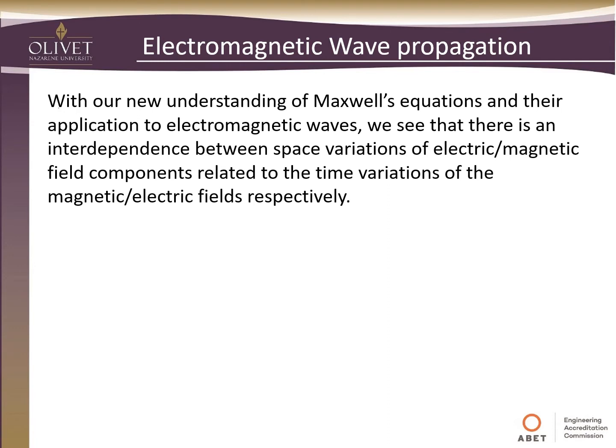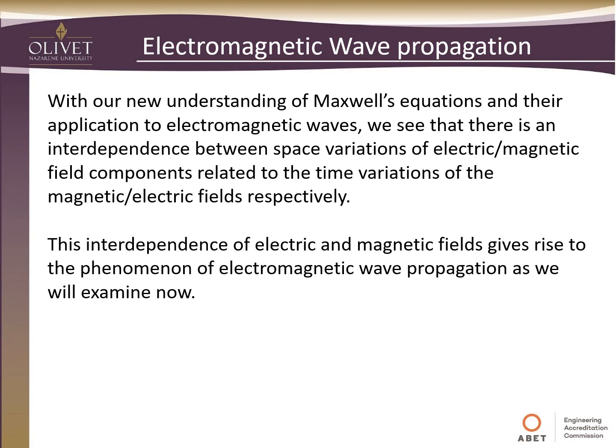So with our new understanding of Maxwell's equations and their application to electromagnetic waves, we see that there is an interdependence between space variation of electromagnetic field components related to the time variation of the complement of that, the magnetic and electric field, respectively. So the way the electric field behaves at a certain location is dependent on the time variation of the magnetic field and vice versa. This interdependence of electric and magnetic fields gives rise to a phenomenon that we call electromagnetic wave propagation. And so we want to take a look at that now.